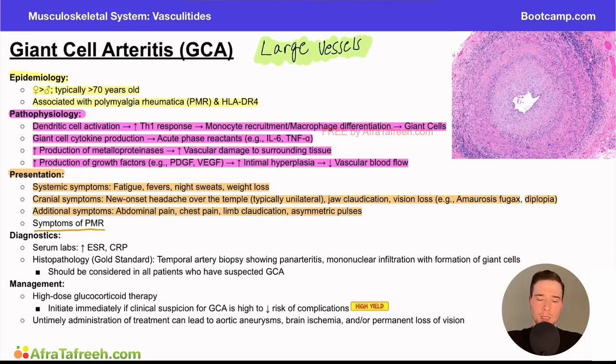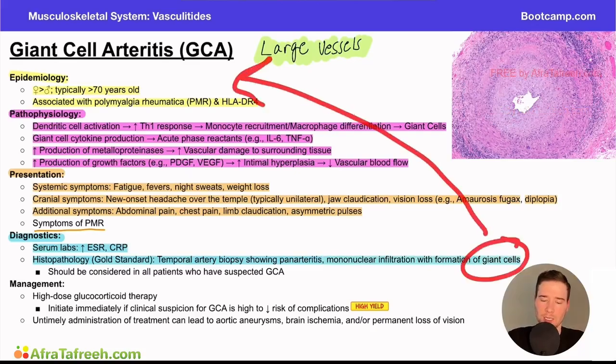Now, when we turn our attention to the diagnostics here, some really key things I want you to know. Serum labs are going to have elevated ESR and CRP. Why is that? This is an inflammatory condition. There's more inflammation in the body. We expect our inflammatory markers to be increased. When we look at the histopathology here, and this is really the gold standard, the best way to formally diagnose this condition in patients, is to look at a temporal artery biopsy showing panarteritis, mononuclear infiltration with formation of giant cells. There it is again, the giant cells, just like we see in the name, right?